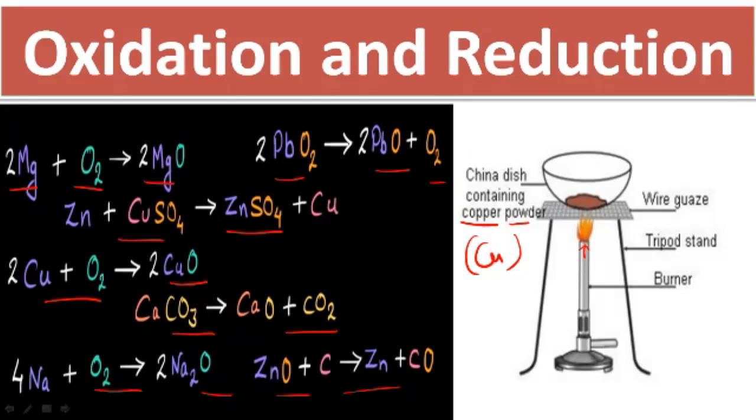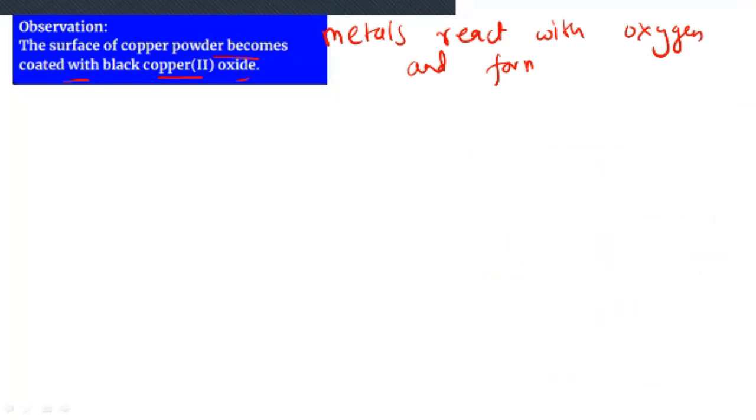Now here, copper is going to be burned with oxygen. Let's observe this first. The surface of copper powder becomes coated with black copper oxide. We have already learned that metals react with oxygen and form metal oxide. The ash that comes out, the product residue that remains, is the metal oxide.